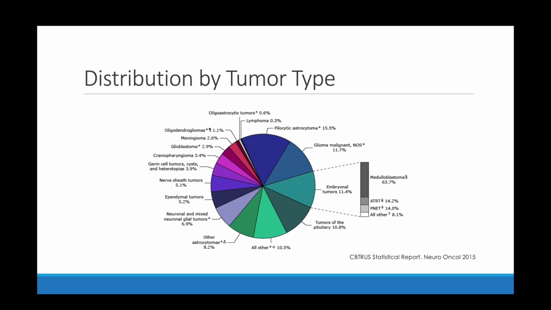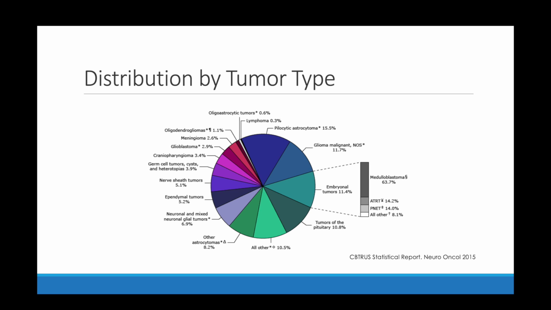Just to reiterate, this pie chart has another kind of representation of the distribution that we see by tumor type. So again, pilocytic astrocytoma is the most common primary CNS tumor that we see. So again, a low-grade glioma tends to be most common in pediatric patients. Other types of tumors that are on here that we've talked about. So malignant glioma is on here.